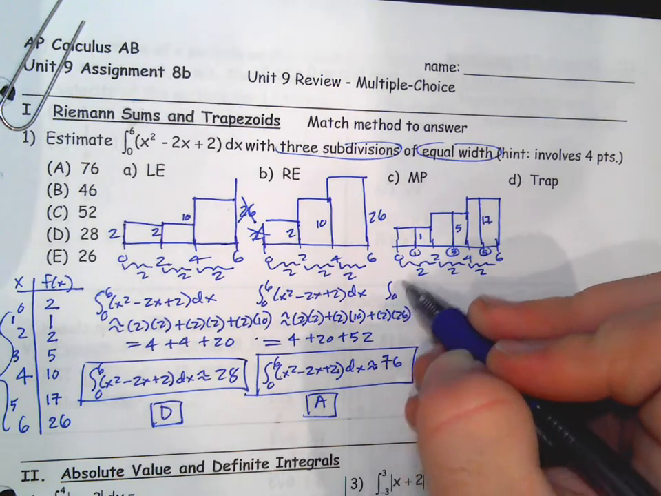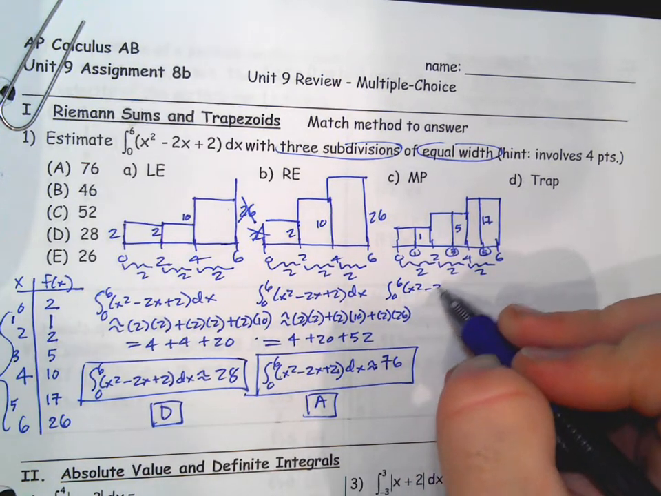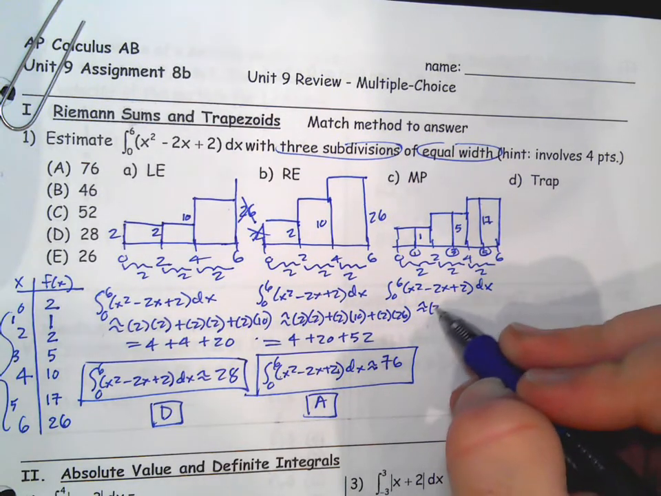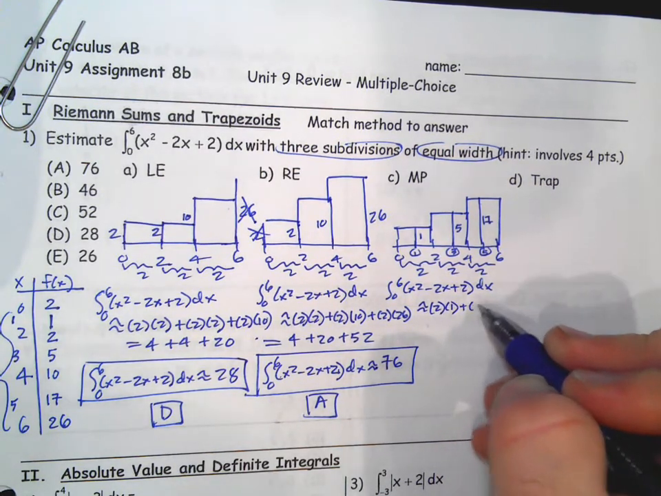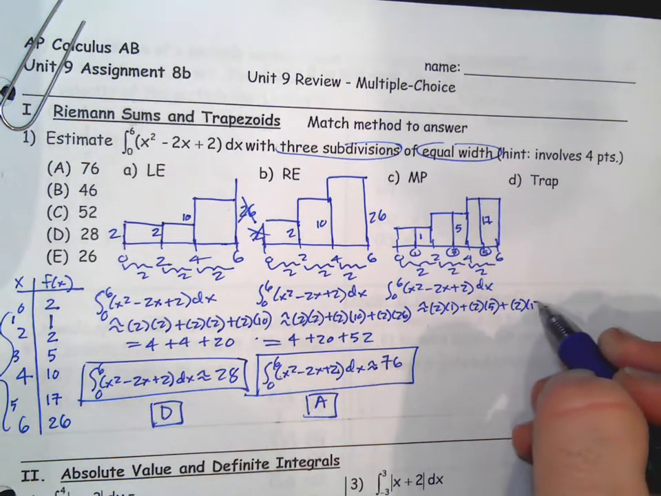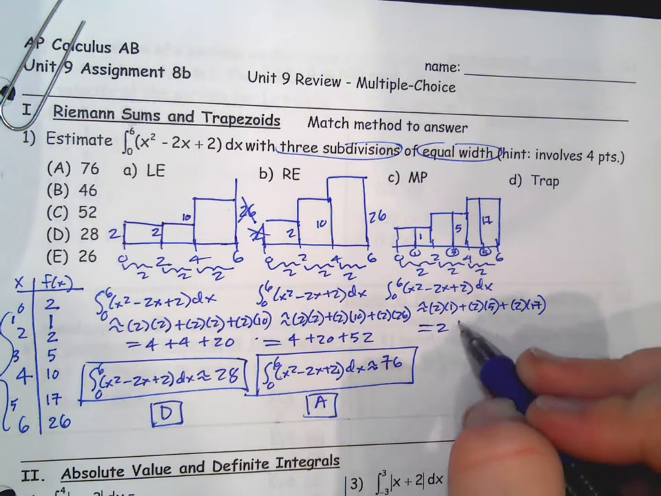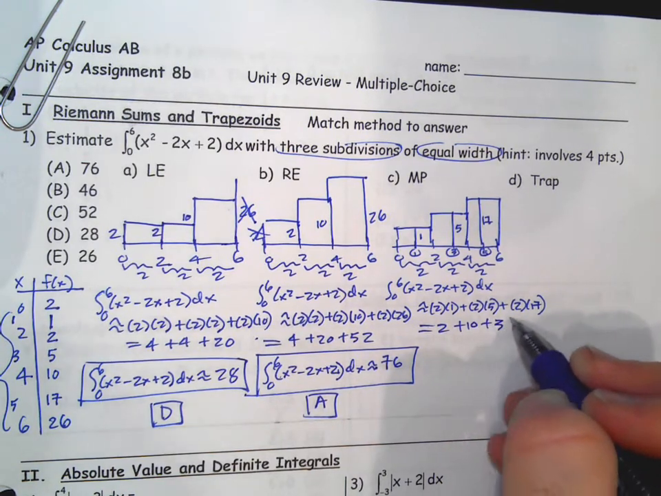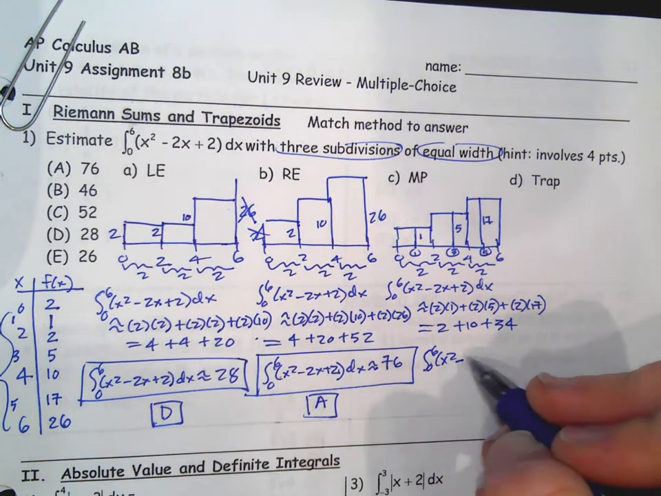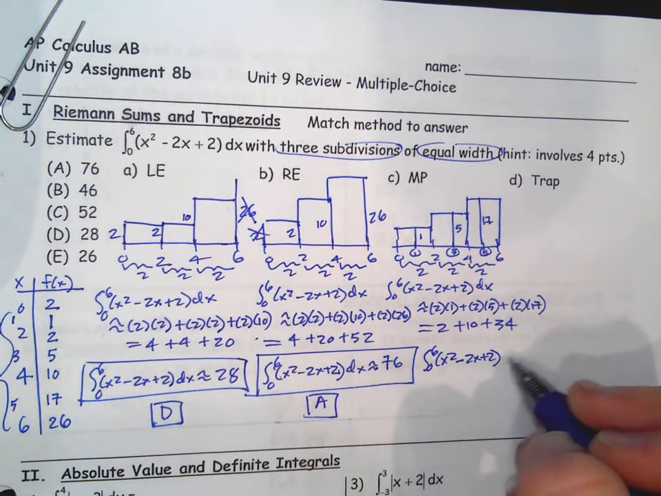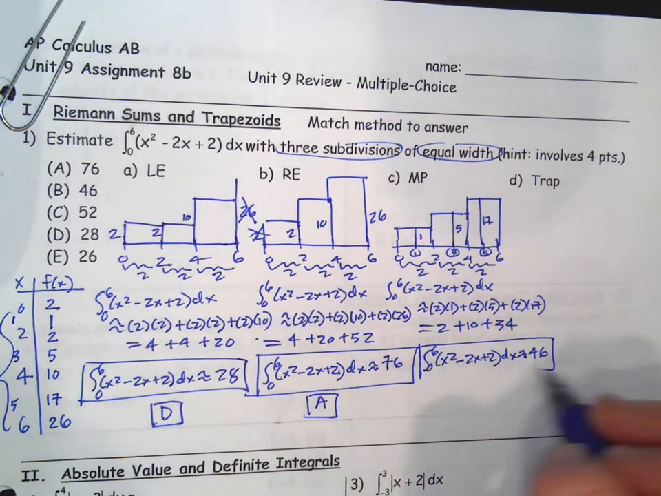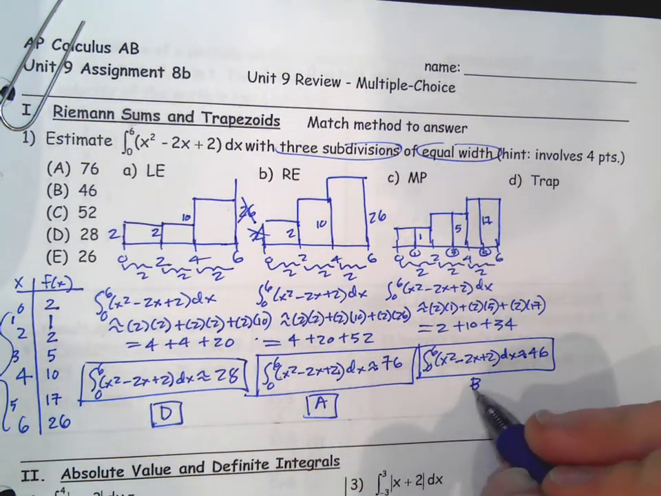So the integral of 0 to 6 of x squared minus 2x plus 2 dx is approximately 2 times 1, 2 times 5, and 2 times 17. So that's going to be 2 plus 10 plus 34, which is approximately 46, which matches answer B.